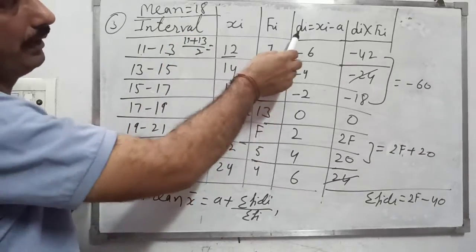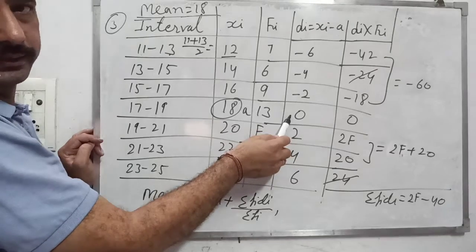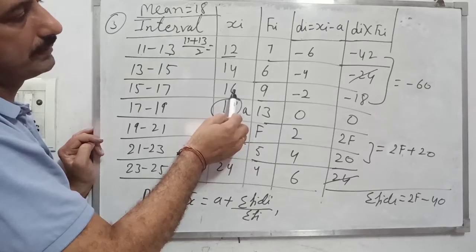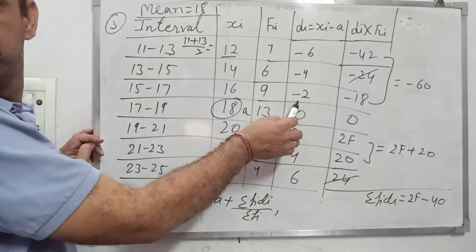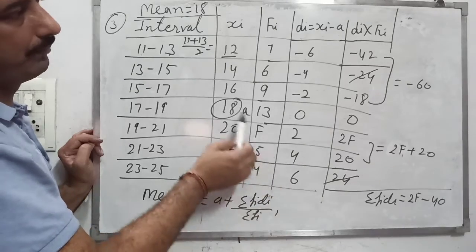Now find the di. Di equals xi minus a. So in front of 18, di becomes 0, 18 minus 18 equals 0. When 16 minus 18 you get minus 2. Then minus 4, minus 6. Similarly 2, 4, 6. Now we multiply it.